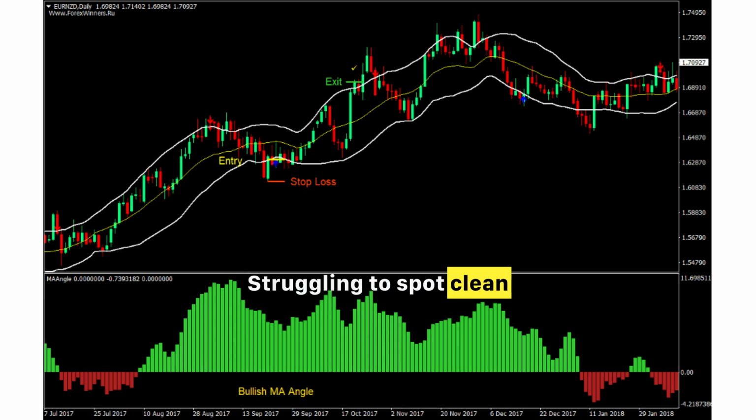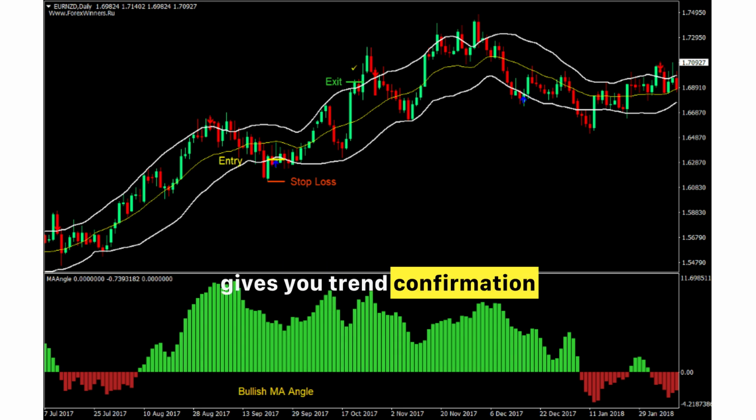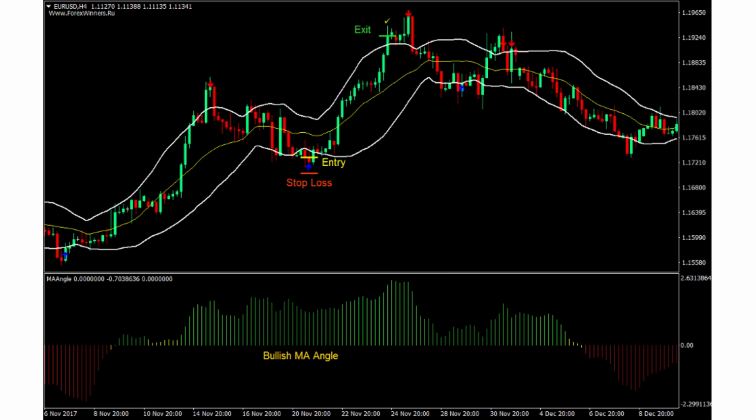Struggling to spot clean reversal entries that still follow the main trend? Let me show you a simple strategy that gives you trend confirmation and clear arrows for entry. This setup uses two tools.